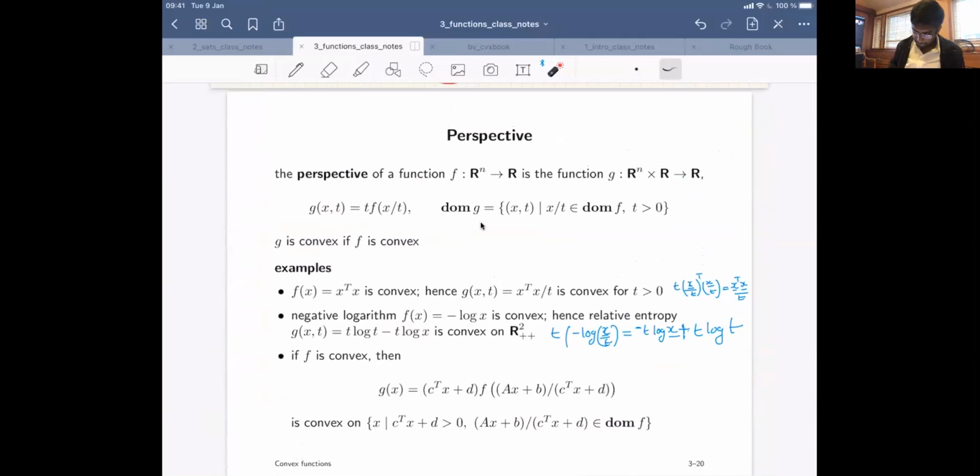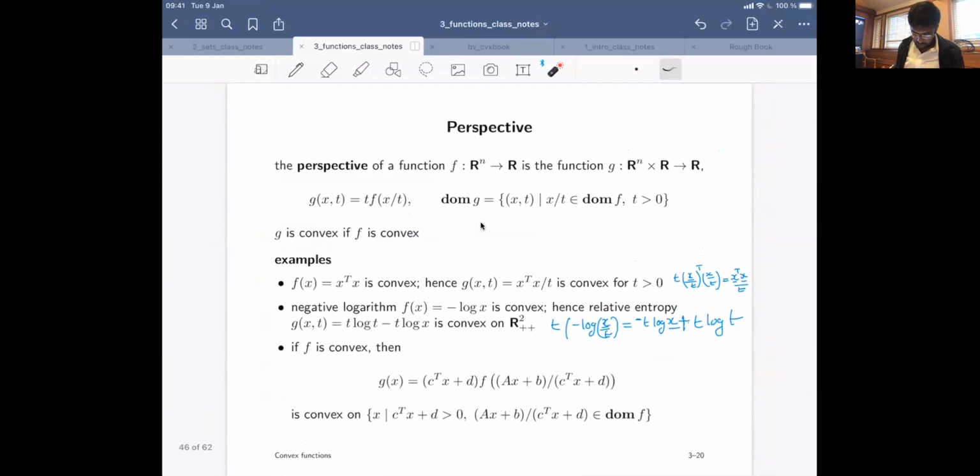Perspective function. What is a perspective function? We have a function f from Rn to R. Now we form a new function g, which is from Rn with an extra argument, so it's like x and t. How do you define that? It's simple. You take f and consider x by t.